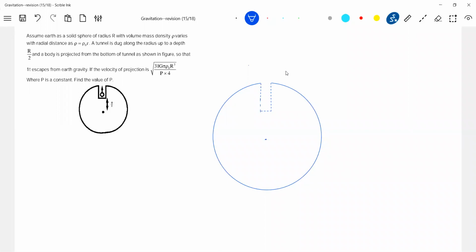Okay, the center O we'll take. There's a radius r, the radius of the earth, and the length of the tunnel is r/2. The particle is projected from here so that it will escape to infinity. We'll call these points 1 and 2. See, at point 2, it must have the escape velocity.